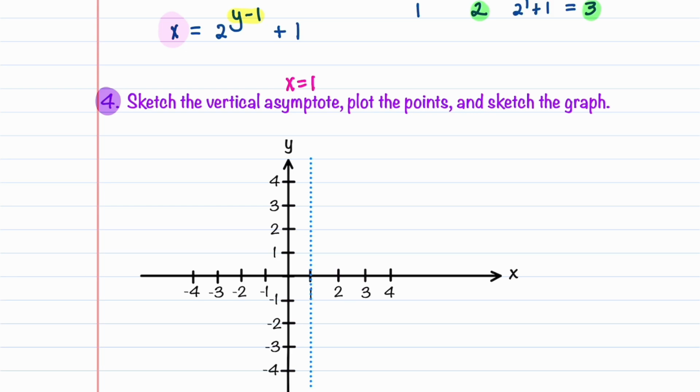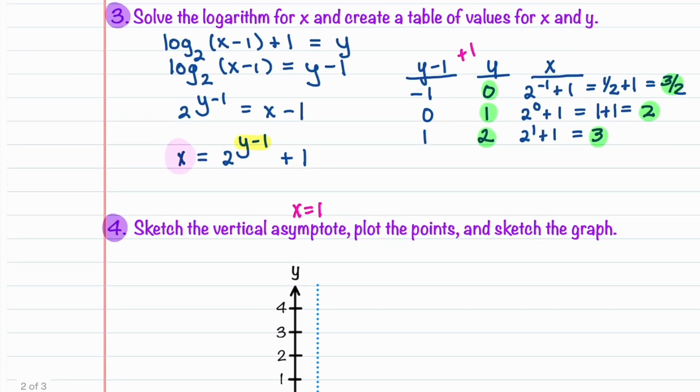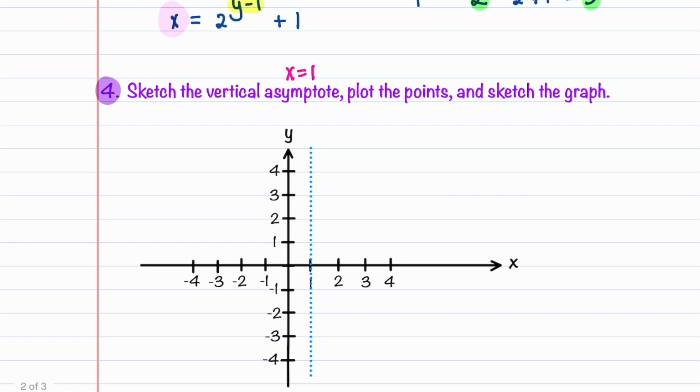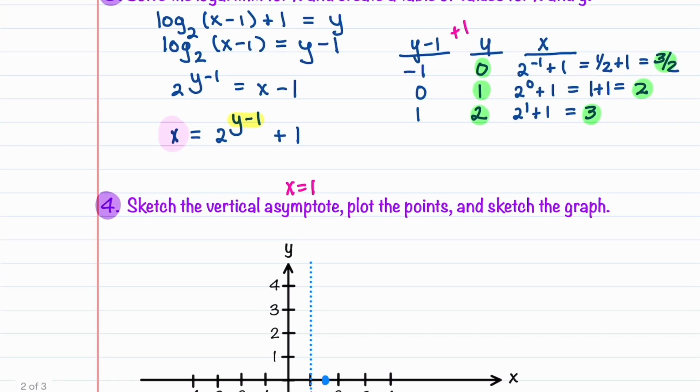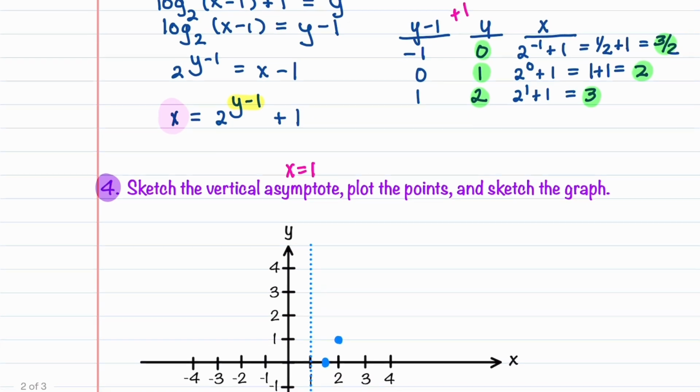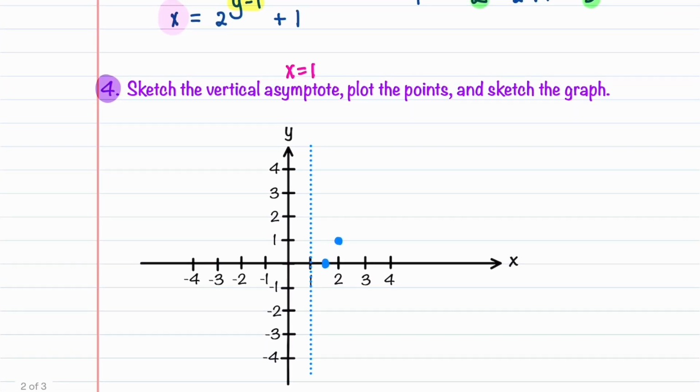Now we can plot the points. Let's pull this back down so we can see them. We have 3/2 and 0. Let's plot that first. X is 3/2, y is 0. That's right there. And then we have 2 and 1. X is 2, y is 1. And then our last point, x is 3 and y is 2.